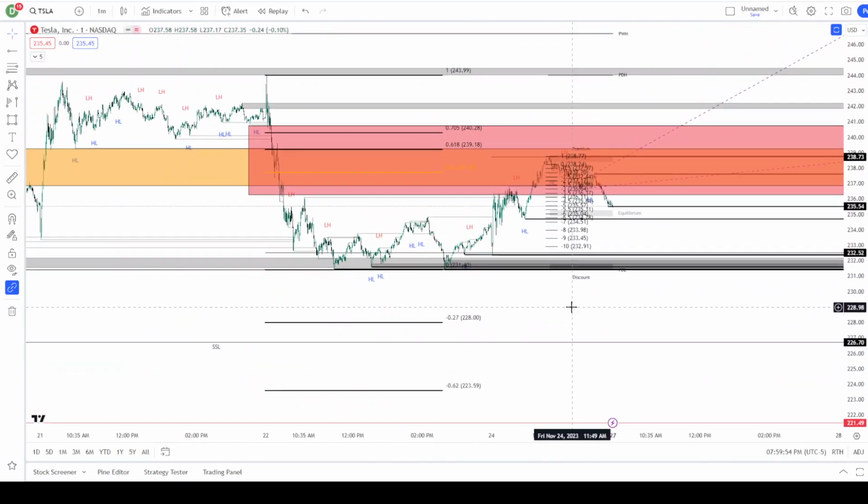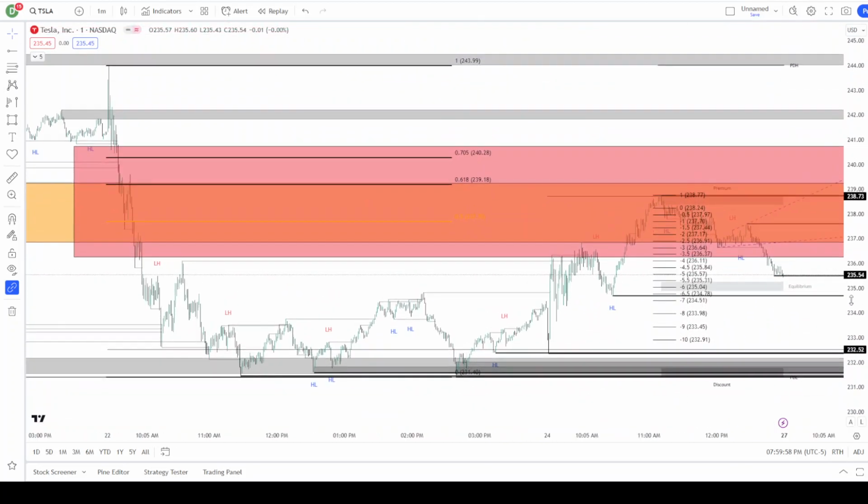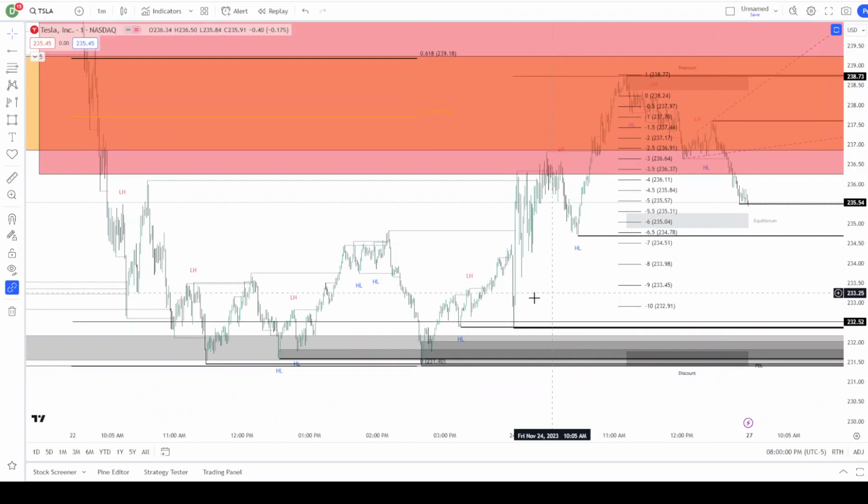But if we were just looking for standard deviation to occur, we could look for price to just come back down into this order block or these double bottoms here. And that'd be pretty close to our 10 standard deviation. So we've already started to catch this.